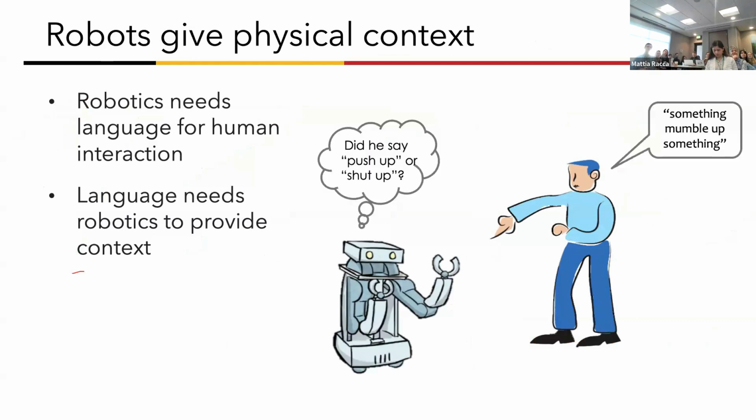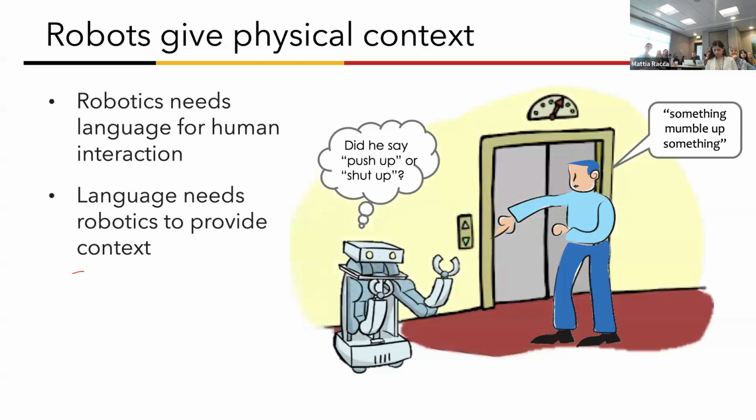So given a situation where we have some set of symbols that the robot is trying to interpret into a task, did the human say push up or shut up? We have no idea, right? It's not obvious. But when we add the physical context, it becomes much clearer what we're supposed to be doing. And this is because this is the world that language applies to. That's what these symbols ground out in.